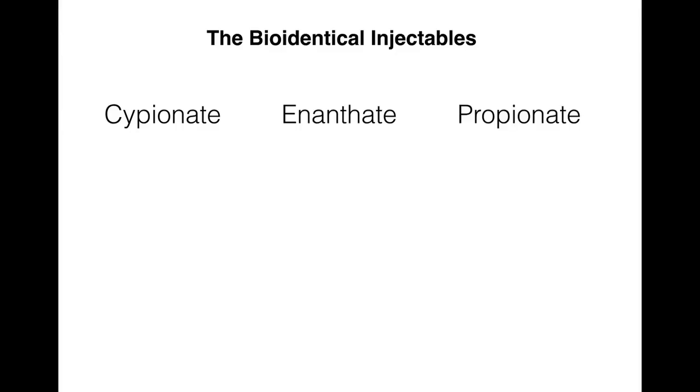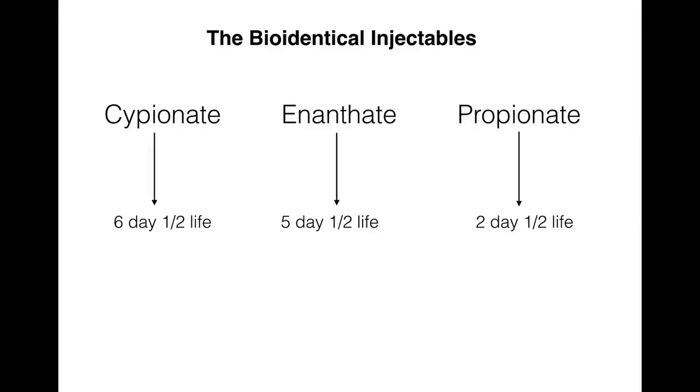The cypionate, the enanthate, and the propionate, those names just basically tell you what kind of ester is attached to the testosterone. Cypionate has a long ester, enanthate a long ester as well, and propionate a shorter ester attached to it. And this will impact the half-lives in the body of each of these compounds. Cypionate half-life is 6 days, enanthate 5 days, and propionate 2 days.